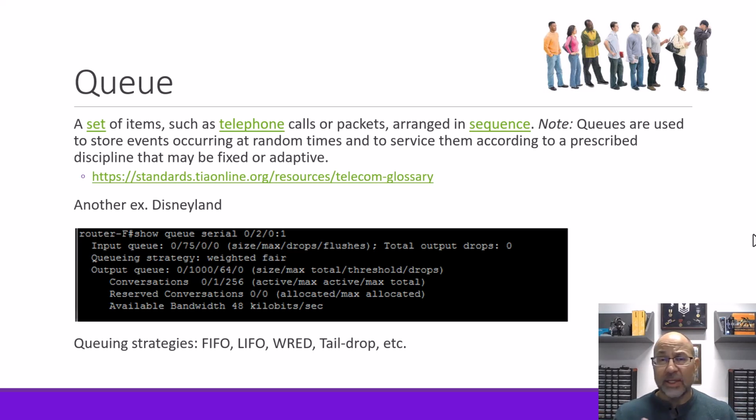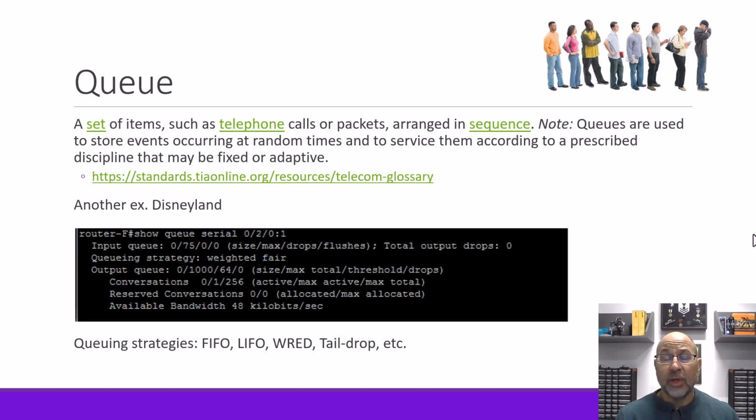But there are lots and lots of other queuing strategies, depending on what you're trying to do. Some users or some application flows might actually be prioritized, and so they either get more or less of the queue depending on the strategy. Now there's a screenshot here of a router serial queue, and we can see that there's a size defined and there's a strategy associated here. This is weighted fair queuing in this particular case.